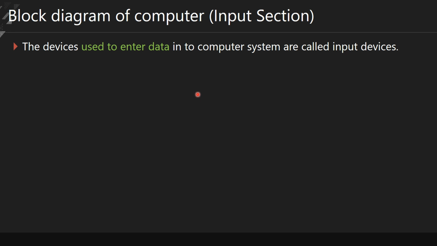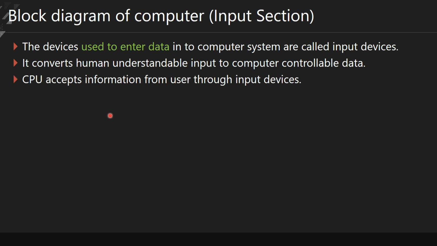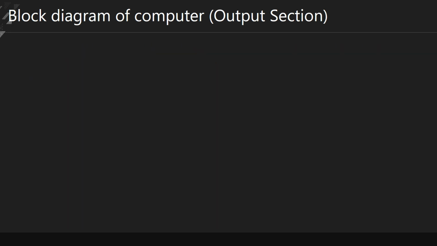This point is useful for you people to remember. A device used to store data into a computer system is called an input device. So what are the input devices you're using? An input device converts human understandable input to computer-controlled data. That is, the CPU accepts information from the user through the input device. Examples: mouse, keyboard, touch screen, joystick, and so on. So this is the input section.